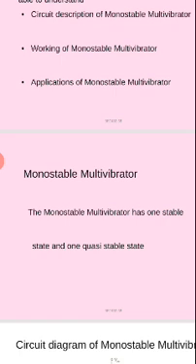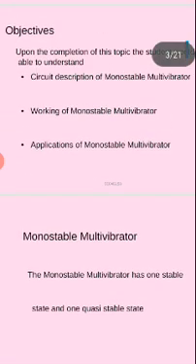It means to enter into quasi-stable state, trigger pulse is required. To enter from quasi-stable state to stable state, no trigger pulse is required.